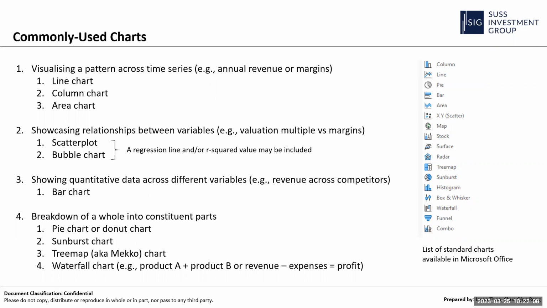So for example, if you're trying to show this sort of chart, what you can do is to have your margin on the x, and then on the y is your multiple. And the z will be, let's say, market cap. So you can illustrate very clearly that there is a relationship between having better margins, which also relates to having a better multiple and having a larger market cap.